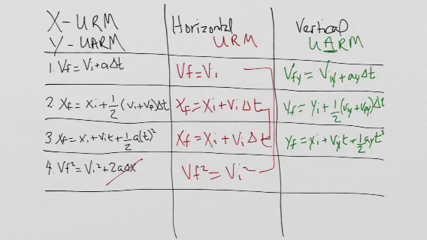Let's finish this and talk about the Y in this equation. What ends up happening? It's exactly the same, except it's in the Y. So we end up with VY final squared being equal to VY initial squared plus 2 times the AY delta Y. Okay? These are your equations.